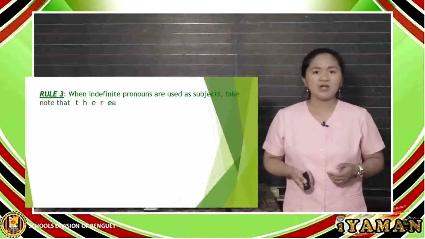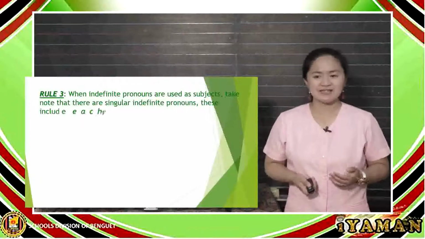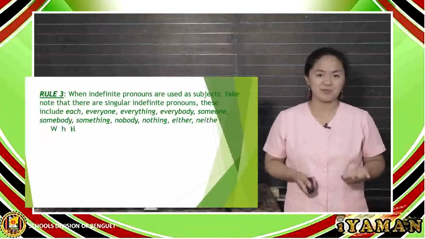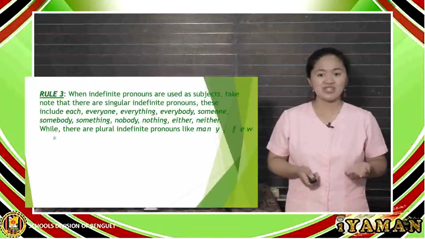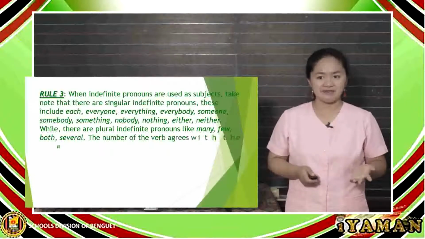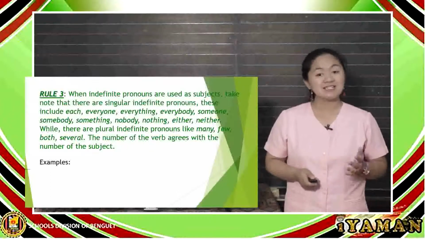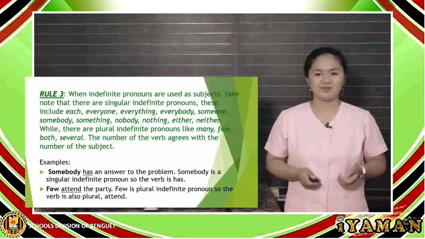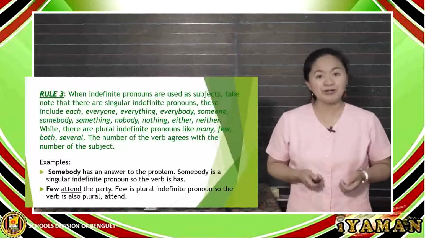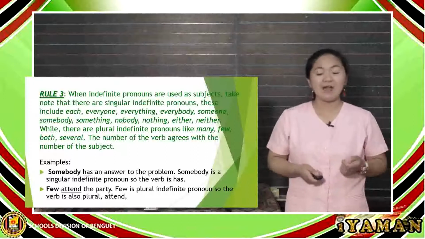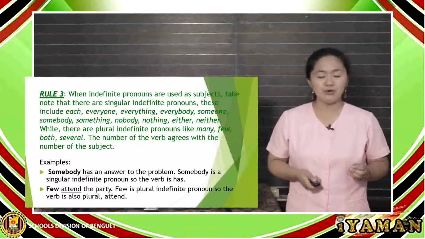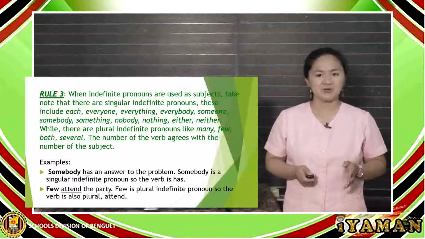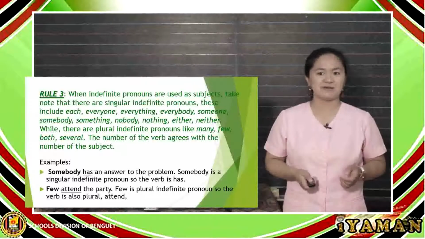Moving on, when indefinite pronouns are used as subjects, take note there are singular indefinite pronouns. These include each, everyone, everything, everybody, someone, somebody, something, nobody, nothing, neither, either. While there are plural indefinite pronouns like many, few, both, some, several. The number of the verb agrees with the number of the subject.